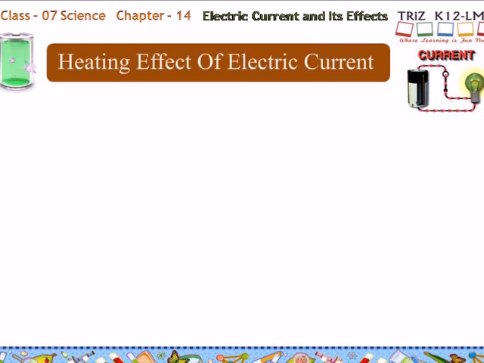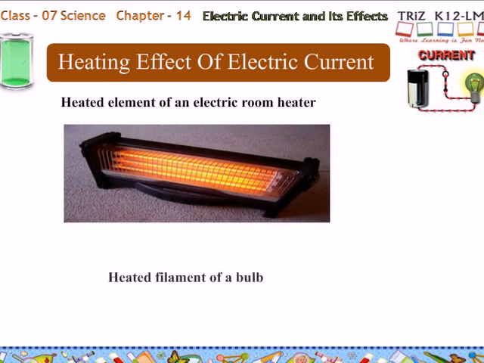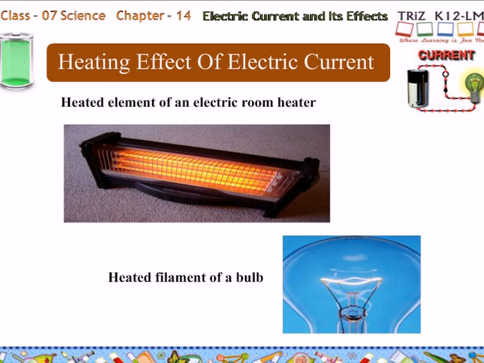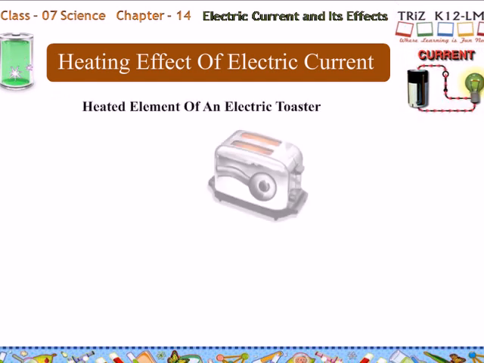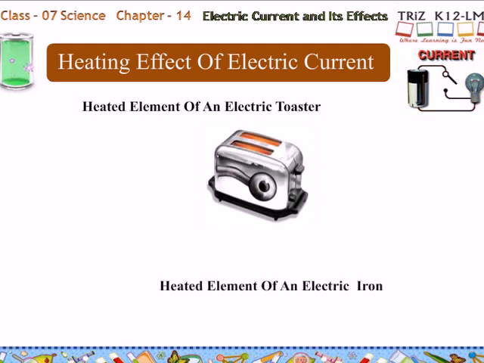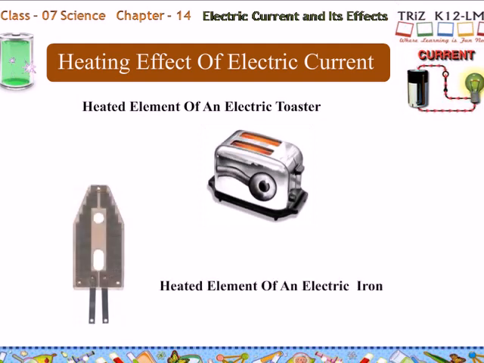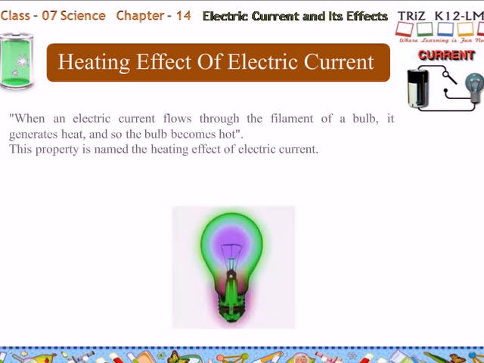Heating effect of electric current. Heated element of an electric room heater. Heated filament of a bulb. Heated element of an electric toaster. Heated element of an electric iron. When an electric current flows through the filament of a bulb, it generates heat and so the bulb becomes hot. This property is named the heating effect of electric current.